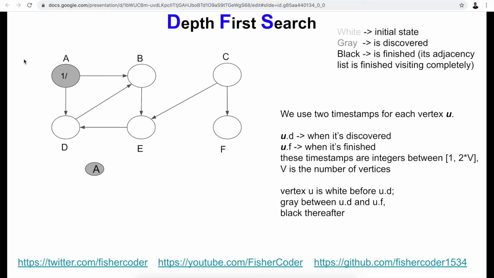That's what the number and the color indicate. We start from A, color it gray. So we have discovered this A. Next, we're going to discover what? All of the adjacent vertices that are connected to A.